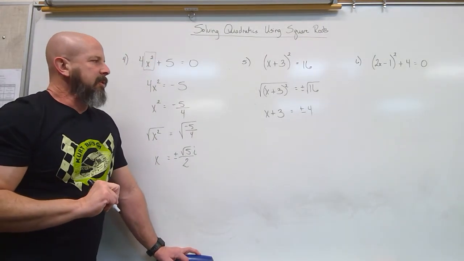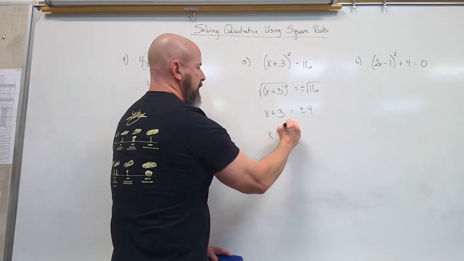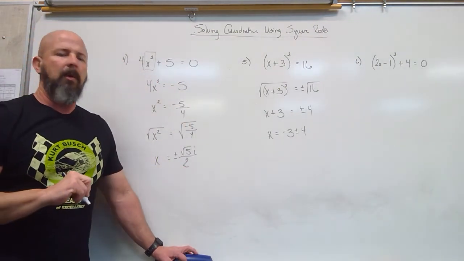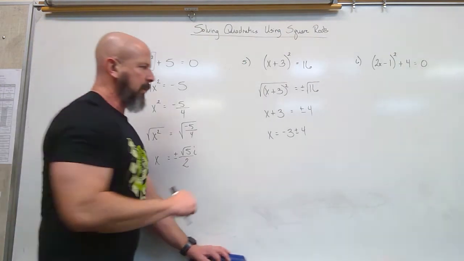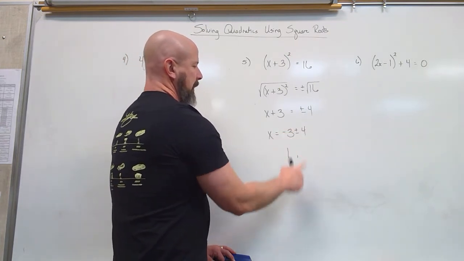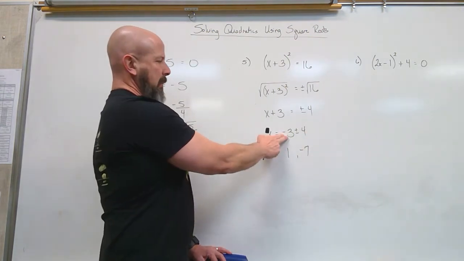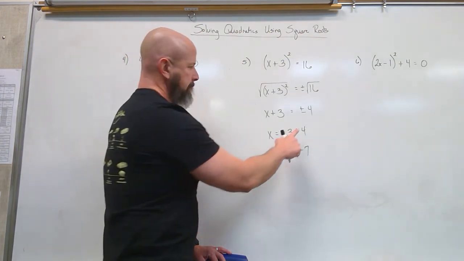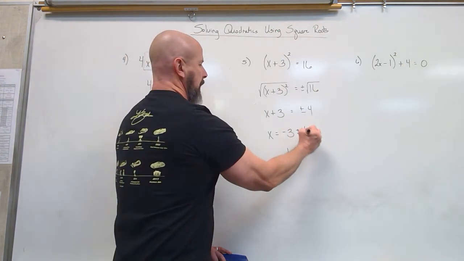Now this is going to add another step to it, because for me to get x alone, I need to subtract the 3. That's the only change that's happened here. So I end up with negative 3 plus or minus 4. Now this is a case where I can't just leave the answer like this, because I can actually do it. Negative 3 plus 4 is 1, and negative 3 minus 4, negative 7. So again, negative 3 plus 4, that's giving me the 1. Negative 3 minus 4, that's giving me the negative 7 for my two values there.